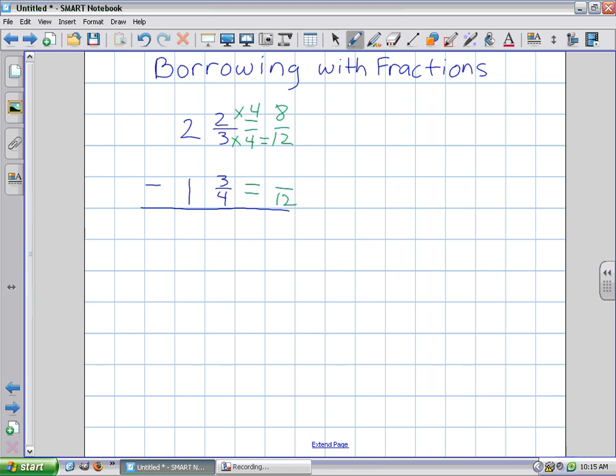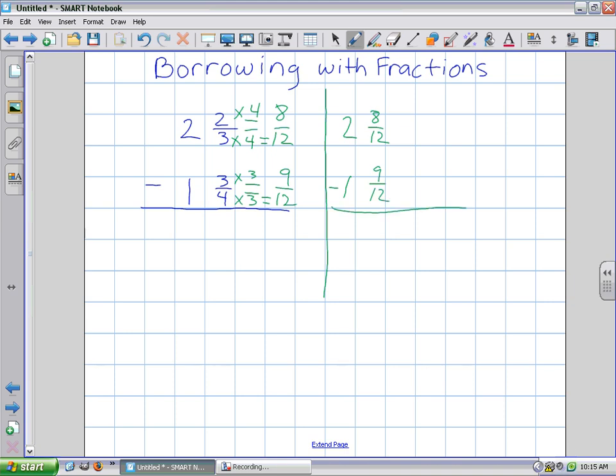And if I follow that same pattern, I have to multiply 4 by 3 to get 12 in this case. And therefore, I have to multiply the numerator by 3, which gives me 9 as my new numerator. So I'm going to rewrite this problem using my new denominators. So this would be 2 8/12 minus 1 9/12.